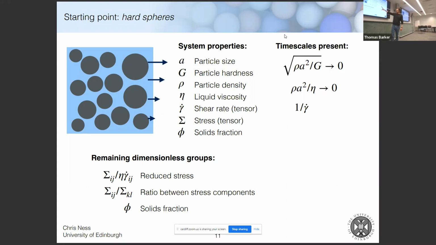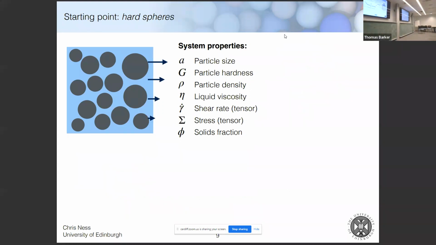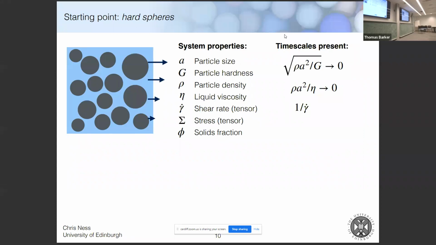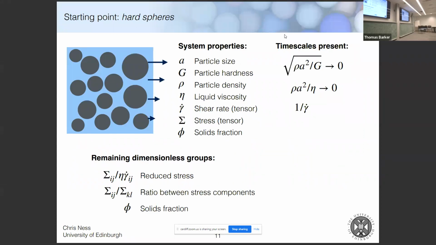So in the steady state, in this experiment I described before, the steady states are these ones, where we reach a plateau in the torque. In those steady states, the system is fully defined, knowing these 3 dimensionless groups.